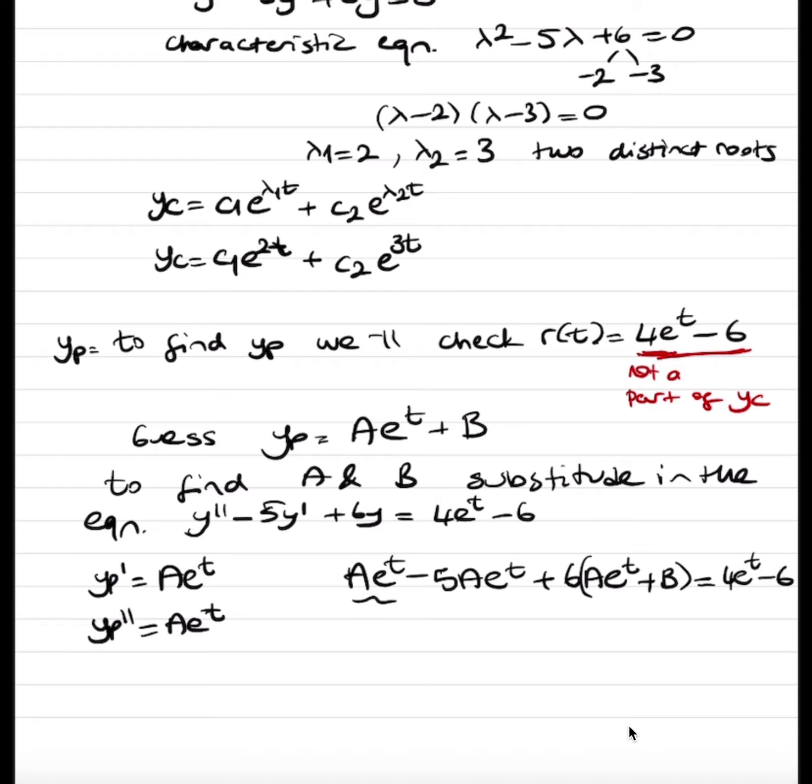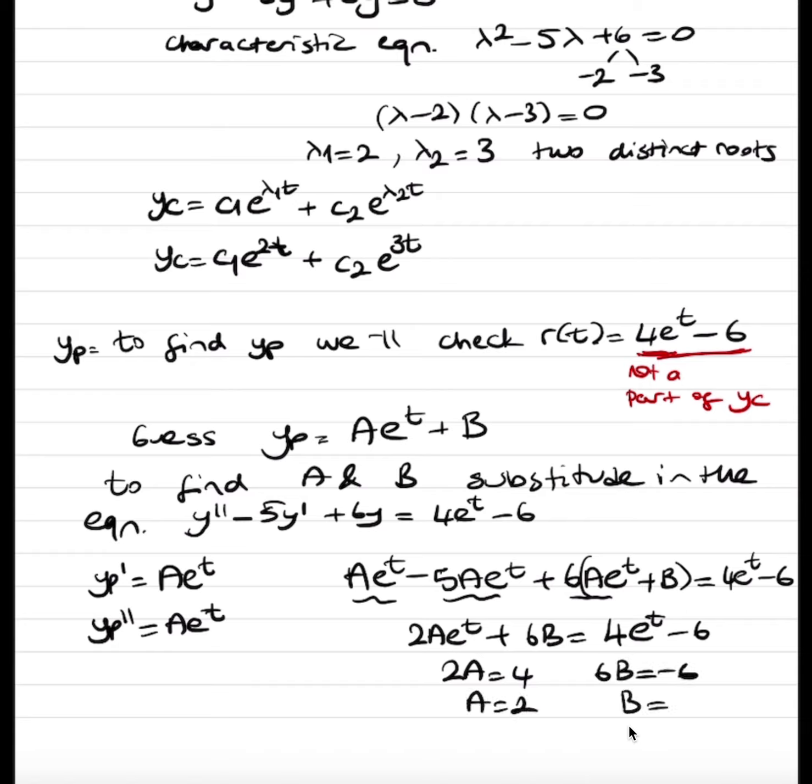So here, okay, let's see. 7a minus 5a, so 2a e to the power t plus 6b is equal to 4 e to the power t minus 6. So here 2a is equal to 4, 6b is equal to minus 6, a is equal to 2, b is equal to minus 1. So what is the particular solution? A e to the power t plus b, 2 e to the power t minus 1 is the particular solution.